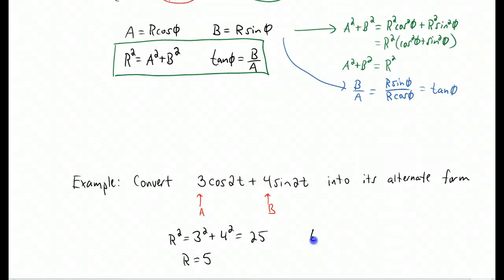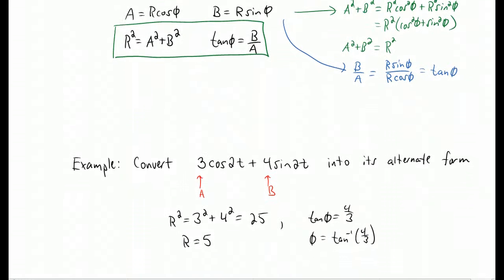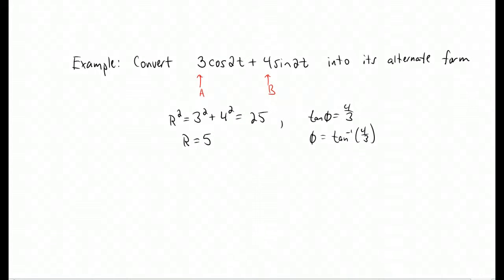Using the other equation, we have tangent of phi equals b over a, which is 4/3. To get phi, all you have to do is type the inverse tangent of 4/3 into your calculator. Actually, that value is fine for phi. That's an exact value. So now our wave that we were given can be rewritten.